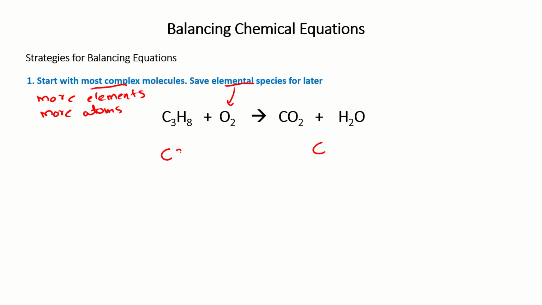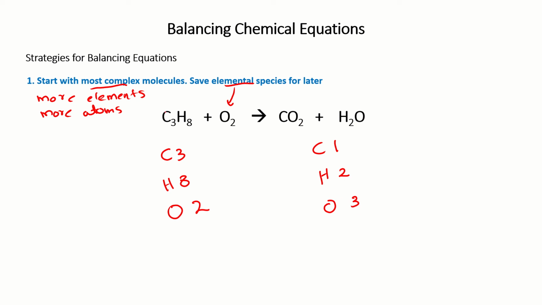You have 3 carbons on reactants and you have 1 carbon on product. Hydrogen, you have 8 on reactant, and on products you have only 2 hydrogens. How about oxygens? You have 2 on reactant and you have 2 plus 1, that is 3 oxygens on the product side.